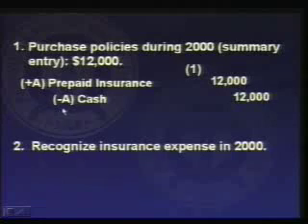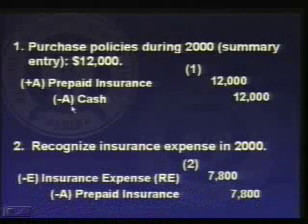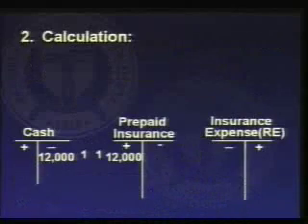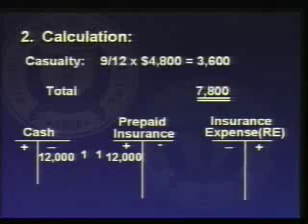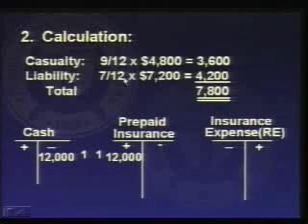Now, for the year, the total expense that was used up is going to be $7,800, and the calculation looks like this. The casualty insurance, when did we buy casualty again? April Fool's Day, right? So we had it 9/12 of the year. 9/12 times the amount we paid, $4,800, gives us $3,600. Liability, we bought it on June 1st, therefore we owned it for 7 of the 12 months. 7/12 times 72, $4,200. Total $7,800.